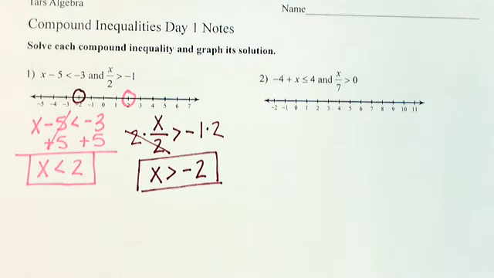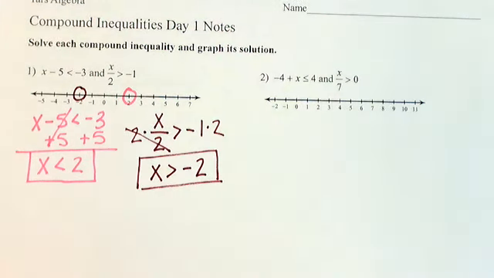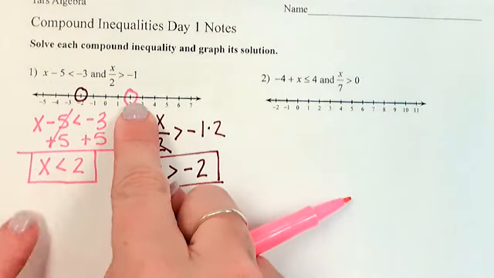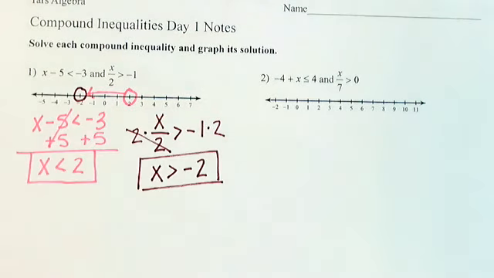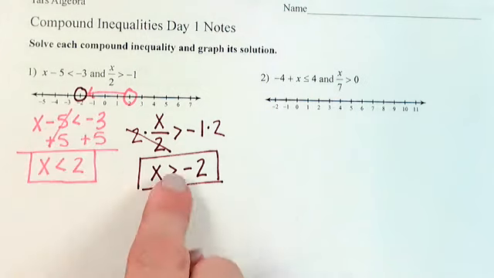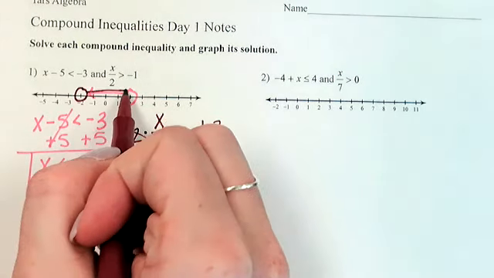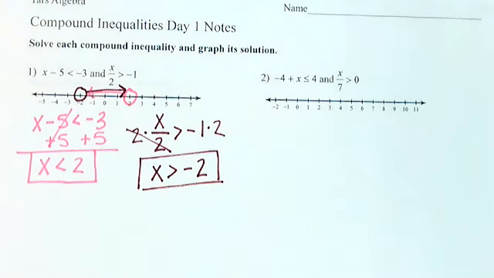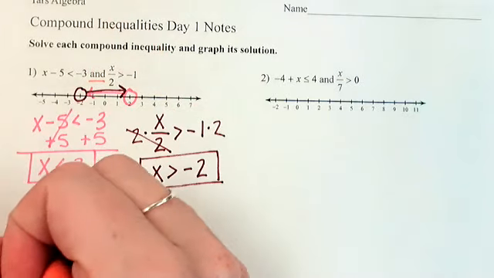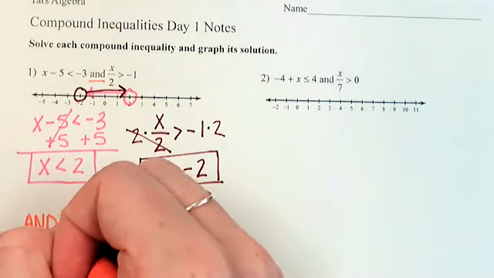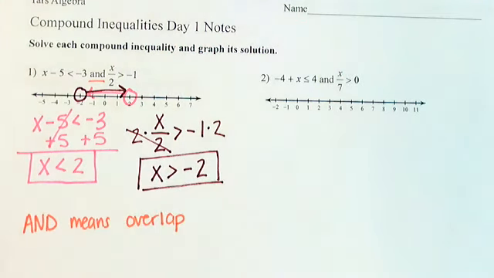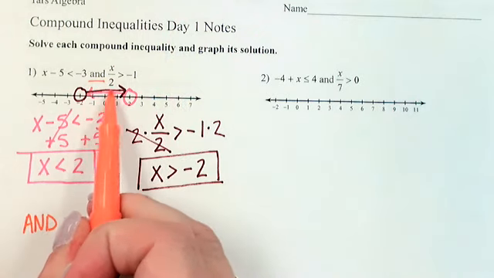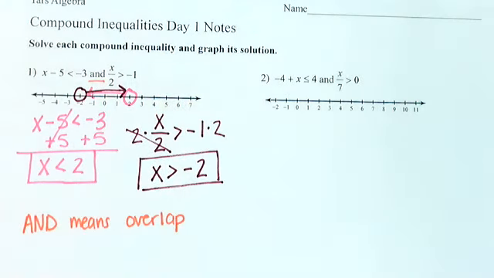So now what we're going to do is we're going to draw our line. So at positive 2 here, our arrow is going to the left. So we're going to go this way. And then at our negative 2, our arrow is pointing to the right. So we go that way. Do you see how they overlapped in the middle? Anytime you have an "and" means overlap. All right, whenever you have an "and", when you graph it, your arrows should overlap each other.